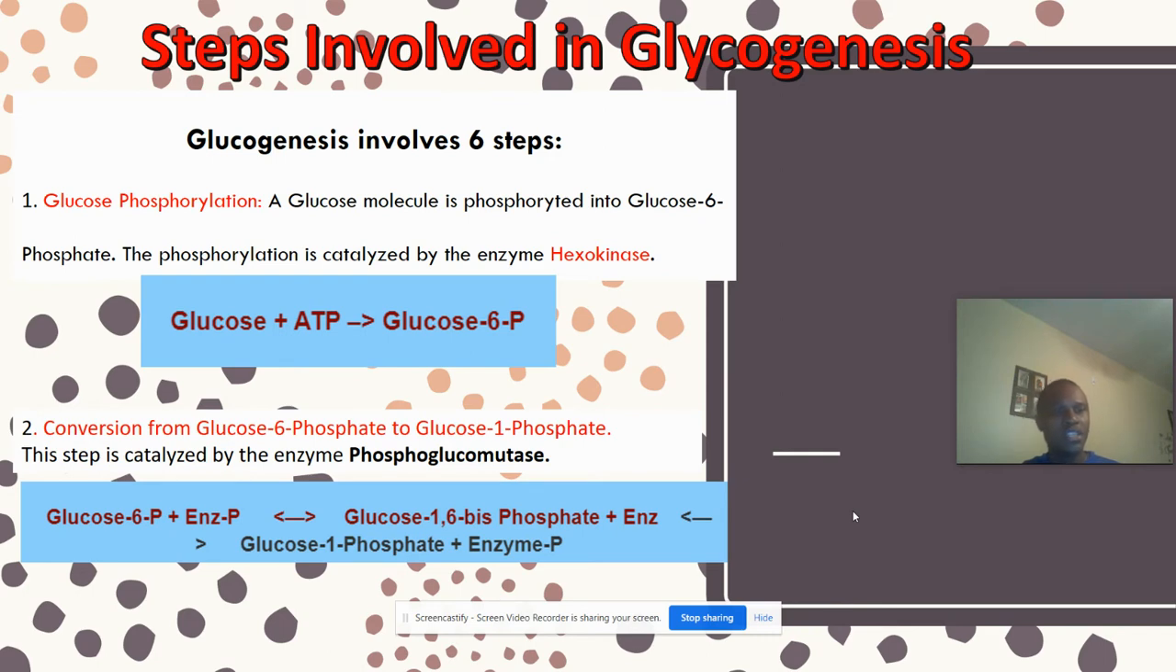The second step in glycogenesis is the conversion from glucose 6 phosphate to glucose 1 phosphate. This step is catalyzed by the enzyme phosphoglucomutase. Phosphoglucomutase is the enzyme that helps in catalyzing glucose 6 phosphate to glucose 1 phosphate, as the reaction is being depicted by the picture.